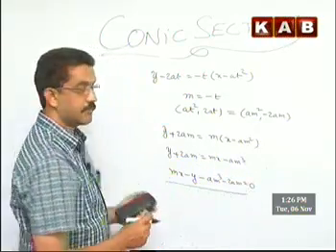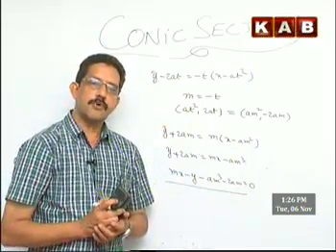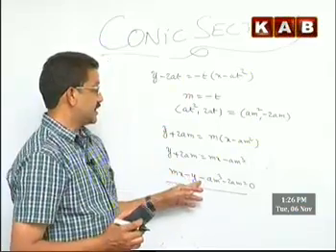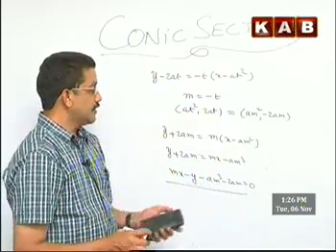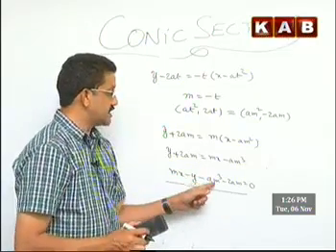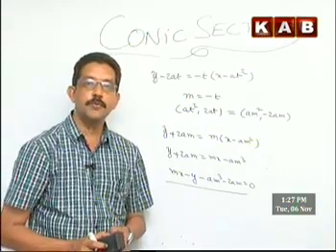You can have mx minus y minus am cube minus 2am is 0. This is called the normal in the slope form. It is having many important things. If you see, this is a cubic in m.